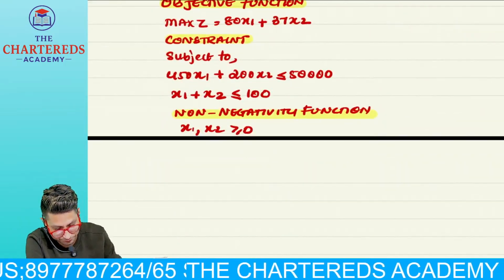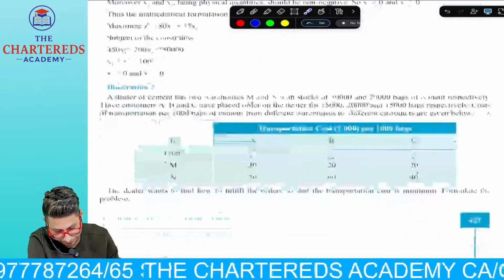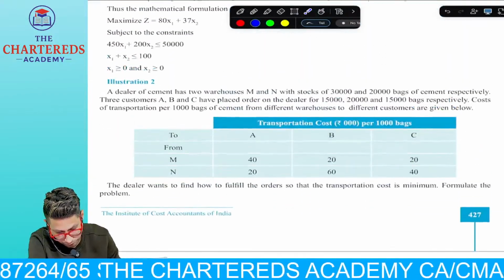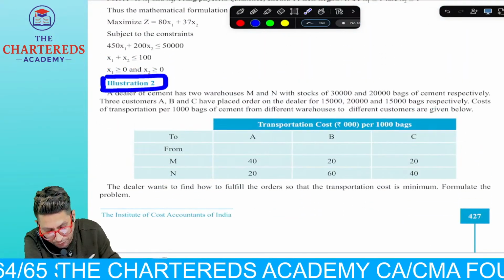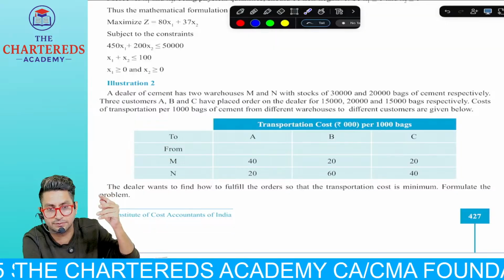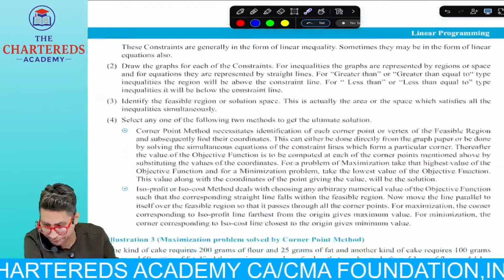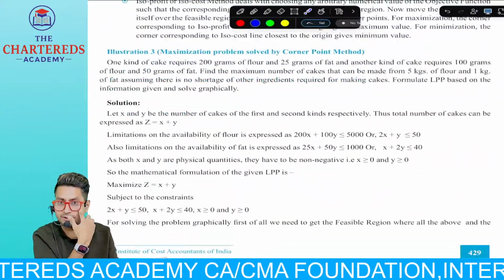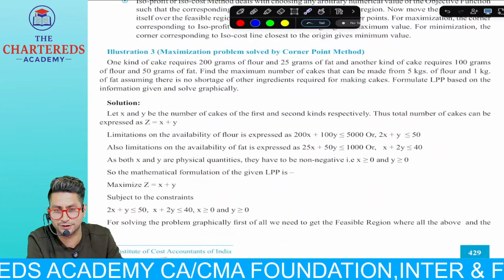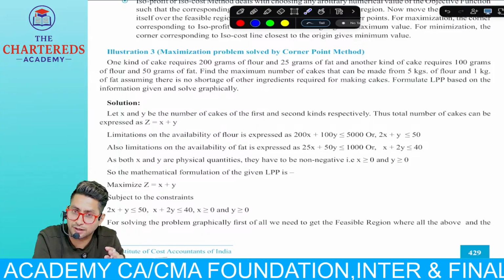Next, question number two, I will solve after I finish simplex and graphical. It is related to that. Now question number three, graphical method. In the formulation, we have only one problem. Now all problems are graphical and simplex only.